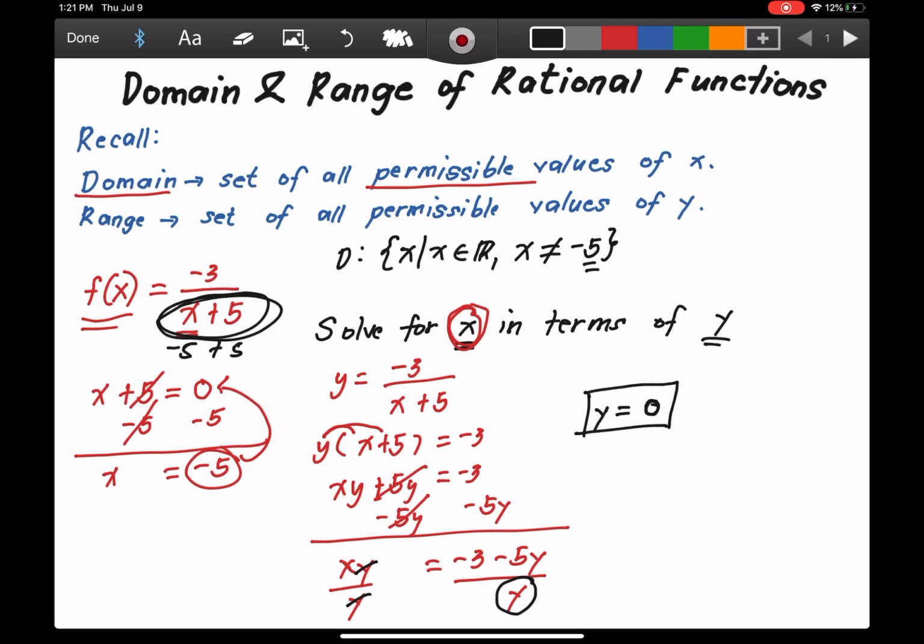Bawal. Nakuha niyo ba? So the range now would be the set of all y's such that y is an element of real number where y is not equal to 0. Okay? Ganoon lang kasimple.